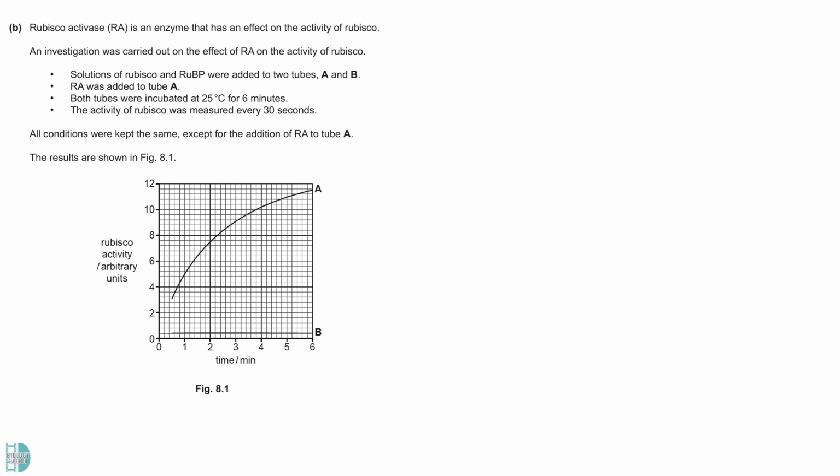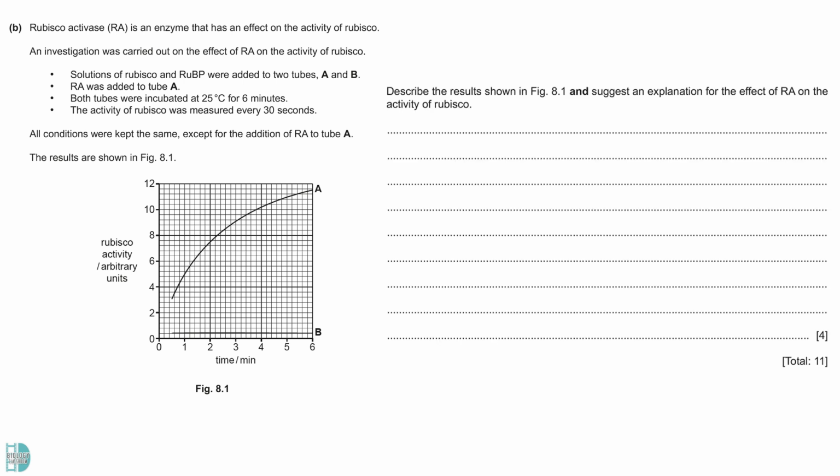B is an investigation on the effect of Rubisco activase on Rubisco. Figure 8.1 shows you the activity of Rubisco in the presence and absence of Rubisco activase. You are asked to describe and explain the results. Let's start with the description. First, give a general statement. For A, the activity increases over time, and B remains low or remains constant.